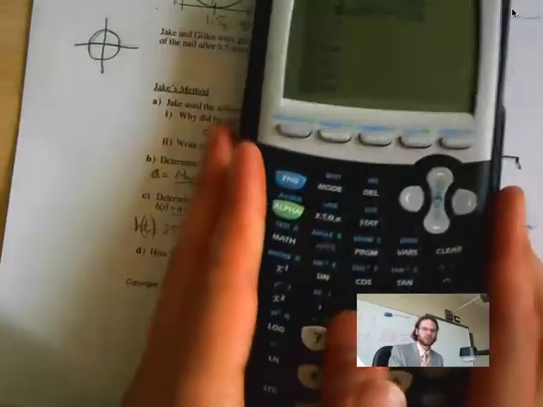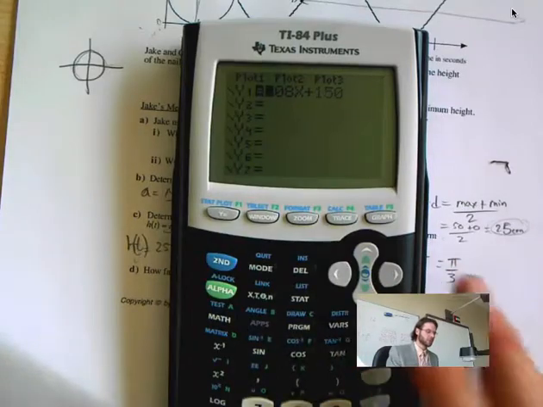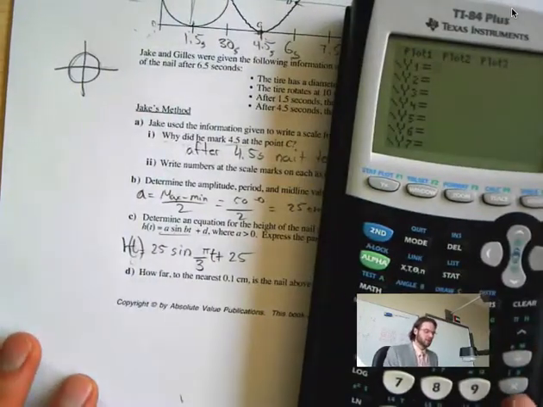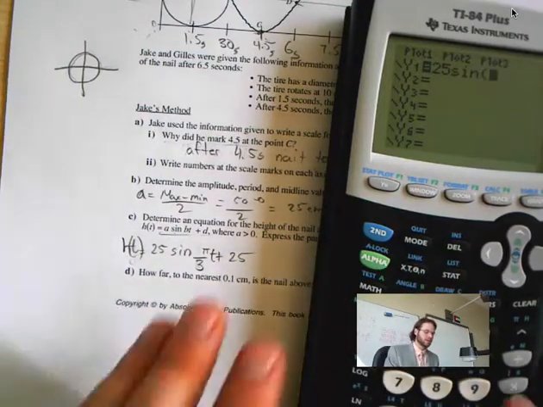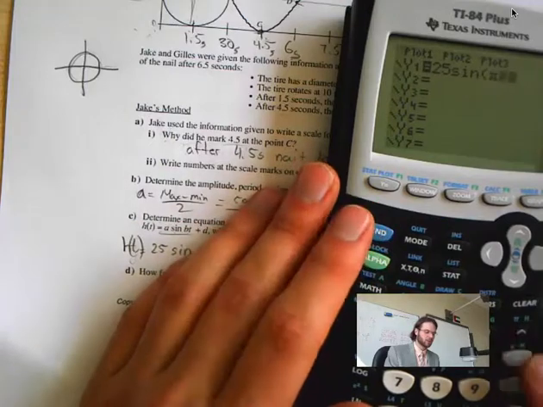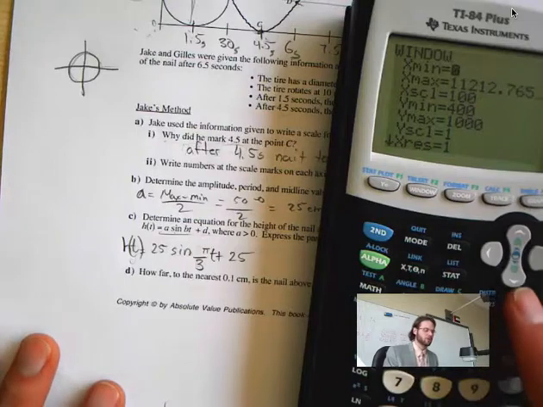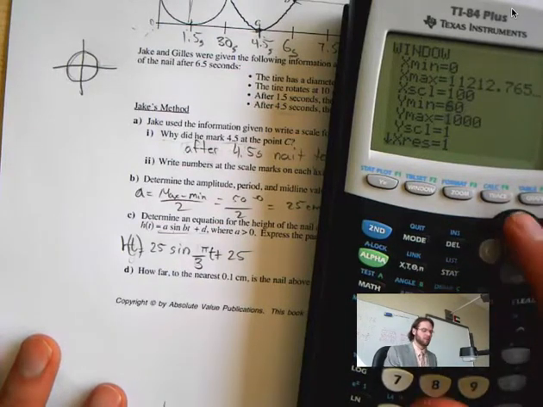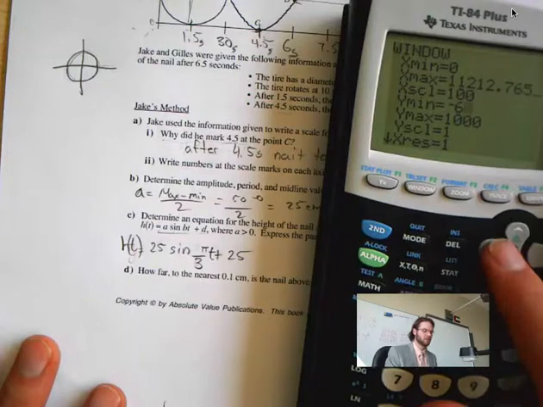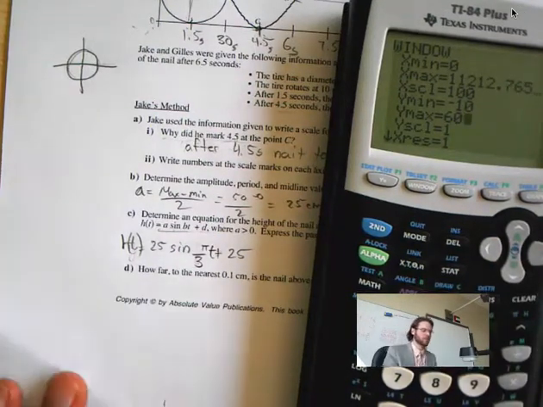Y equals, just make sure my mode is in radians. Yep. Clear. So we have 25 sine, second pi divided by 3, bracket, plus 25, and my window. Someone was really big here. So my max is going to be 60, my min negative 10, because we don't really go below, I'm going to say 60, just so I can see a bit above and below.